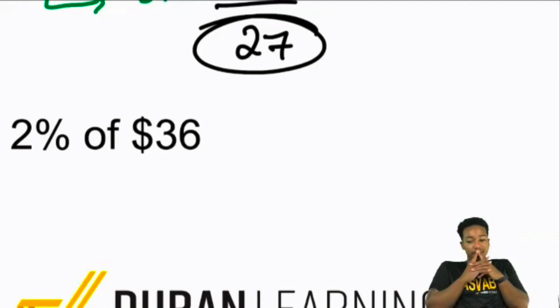Divide by 50. Move over to decimal. 0.02 times 36. That's another great way. These are all great ways right now.